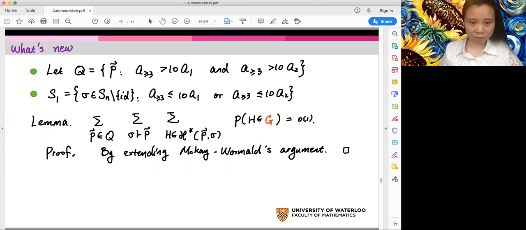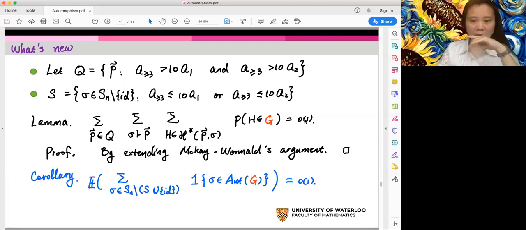Okay, so what we could do is sum over p bar in Q, instead of, as in Wormald and McKay's result, summing over all. I only sum over this subset of parameters, so that we were able to actually extend their argument and show that it's little o of 1. You need to extend somewhat the result, but eventually that could be done. So immediately, it means that the expected number of automorphisms of type that are not in S goes to 0.